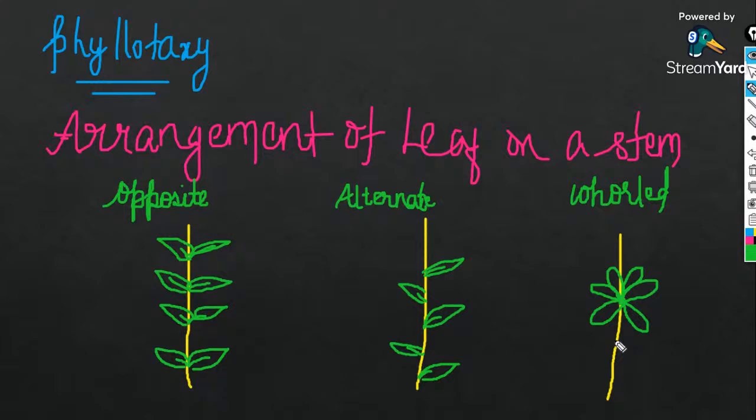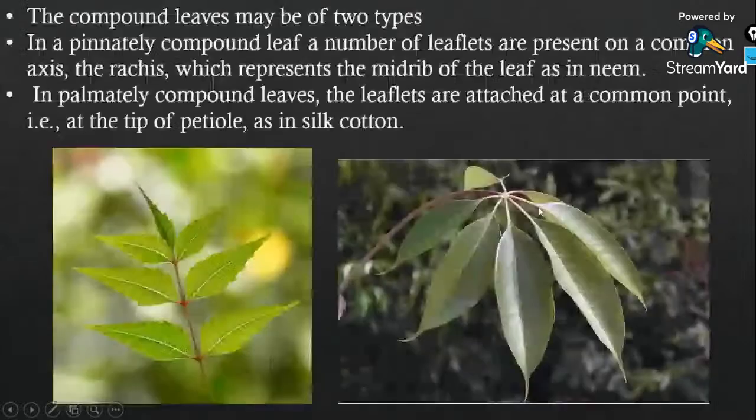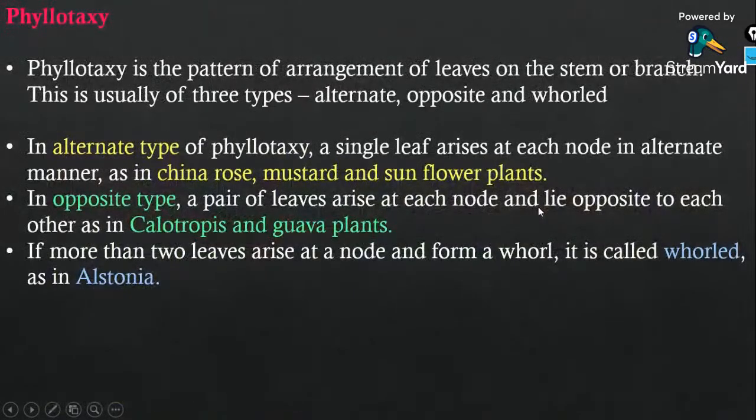What is opposite phyllotaxy? What is alternate phyllotaxy? What is whorled phyllotaxy? After all, you have to understand what phyllotaxy is. Phyllotaxy is the arrangement of leaves on a stem. First of all, I will tell you what phyllotaxy is.